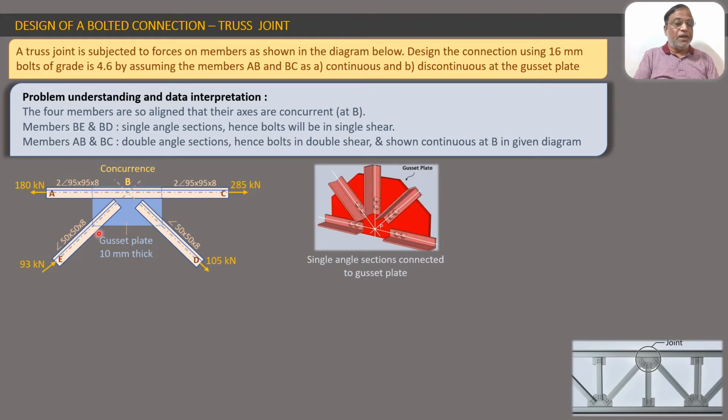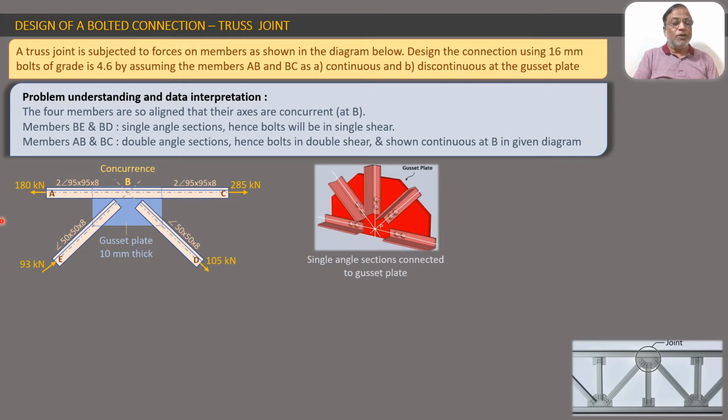Now if you look at BE and BD, we find that both of these sections are single angle sections. How can we say that? We can see this designation: Indian Standard Angle 50 by 50 by 8. Since there is no prefix like 2, it means that it is a single angle section. So we have 4 members, 2 members are double angle sections and 2 members are single angle sections. All of them are connected by a gusset plate. This is a plate which connects the angles or the sections of the members at a joint.